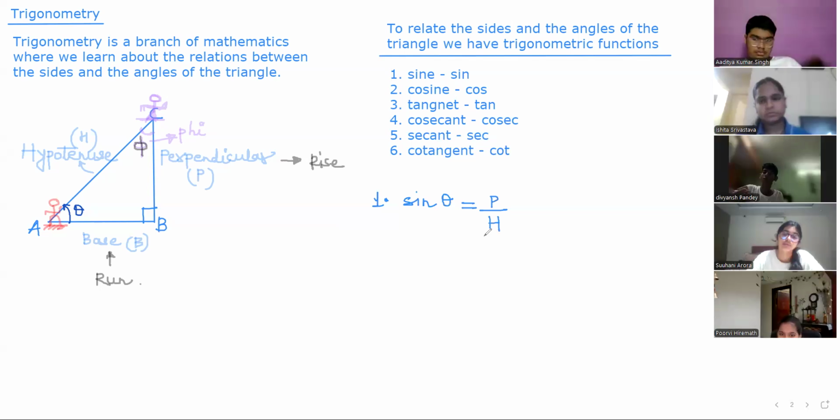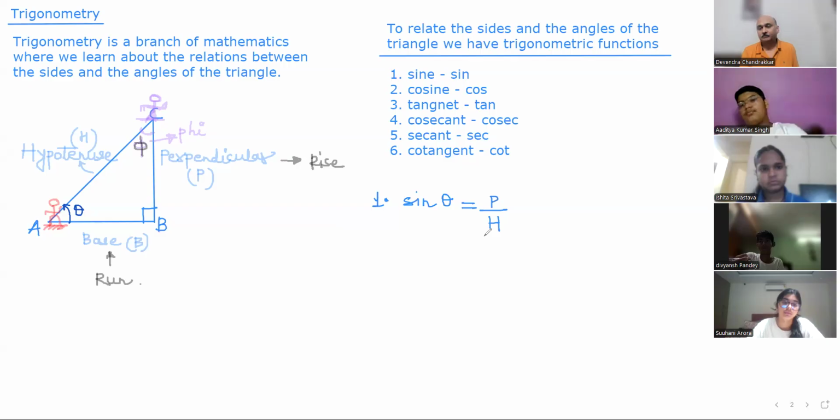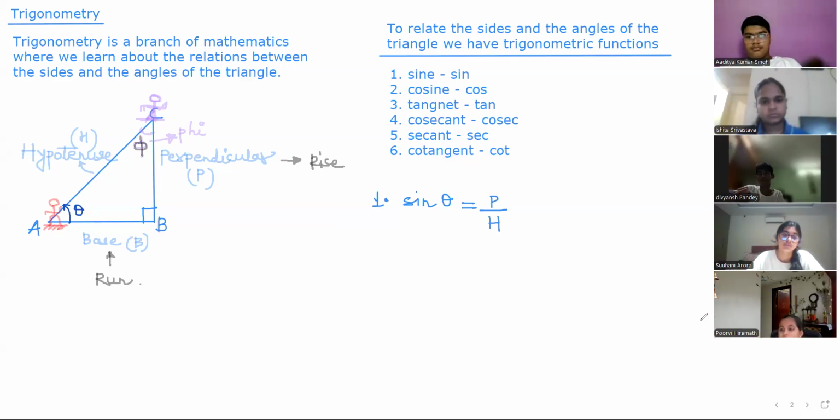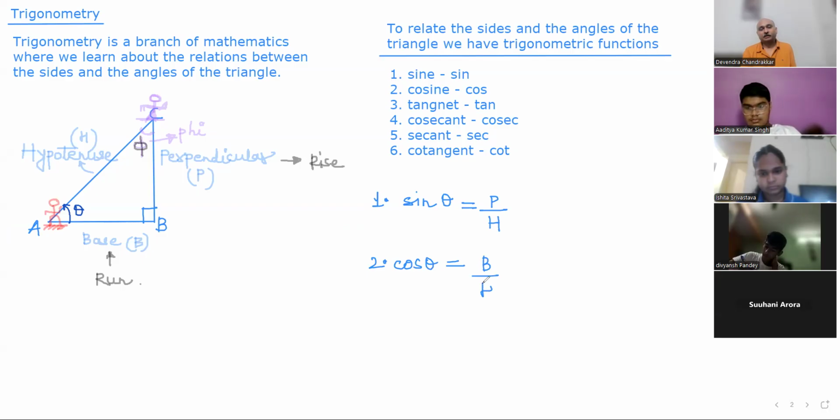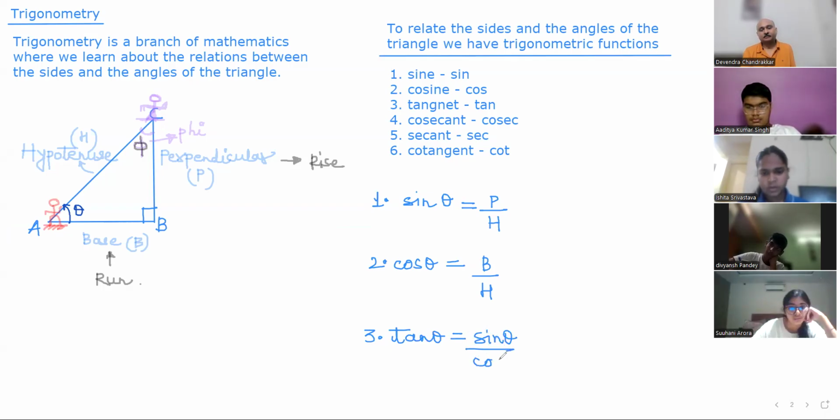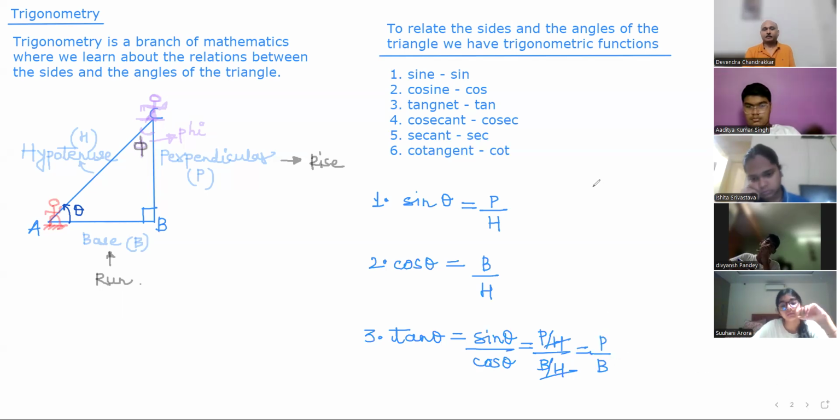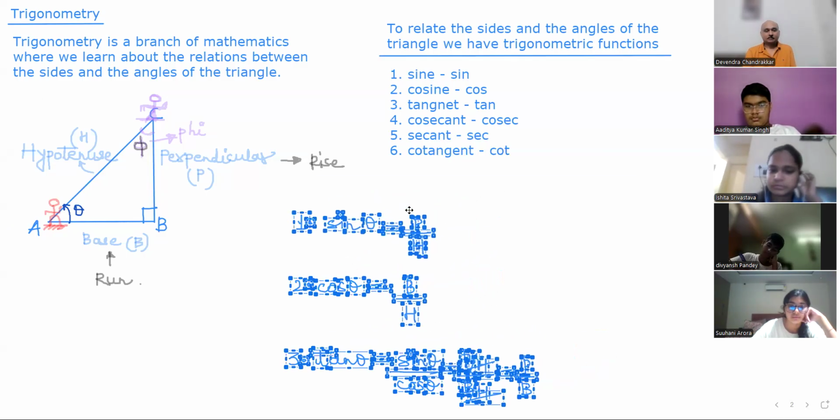Divyansh, Suhani, Ishita, Aditya, and Purvi, I hope all of you understood this, right? You recalled? Yes, sir. Second one is cos of theta. It is base upon hypotenuse. Third one is tan of theta. It is the ratio of sine theta to cos theta. When you substitute these values, these two cancel out. It's P upon B, perpendicular upon base.